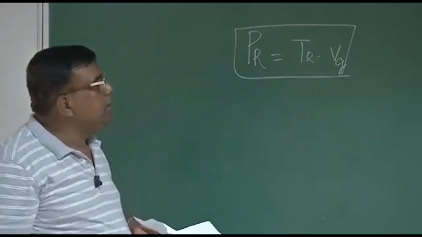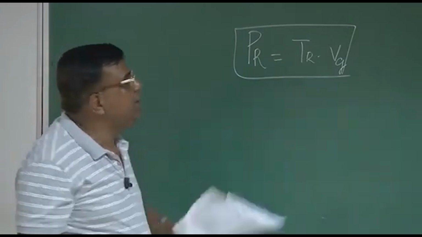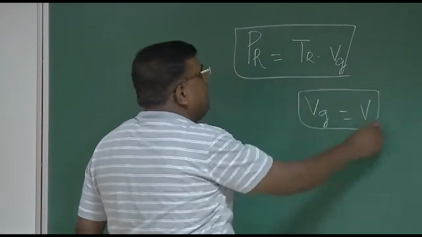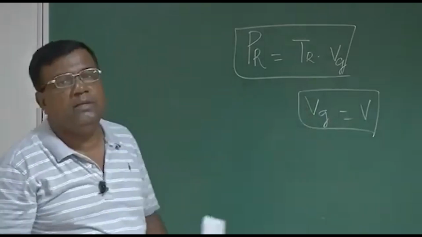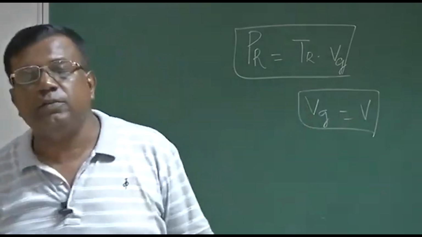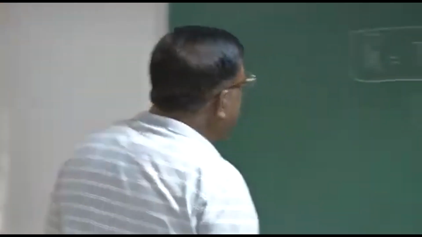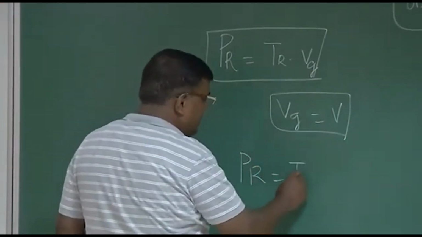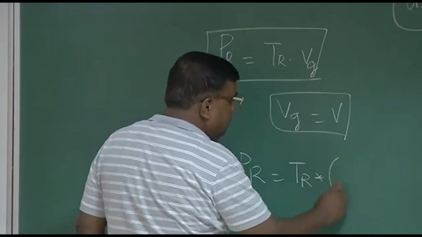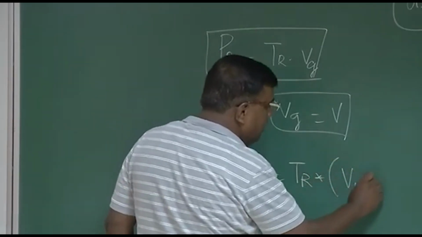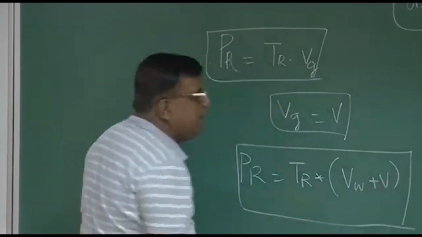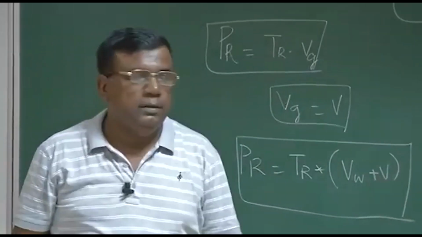Now the question is, when there was no atmospheric wind, then Vg and air relative speed V were same, so we calculated like this for standard atmosphere, very fine. Because in standard atmosphere, there is no atmospheric wind. But now atmospheric wind is there, so what happens? PR is what? Thrust required into Vg, which is Vw plus V, where V is the air relative speed.